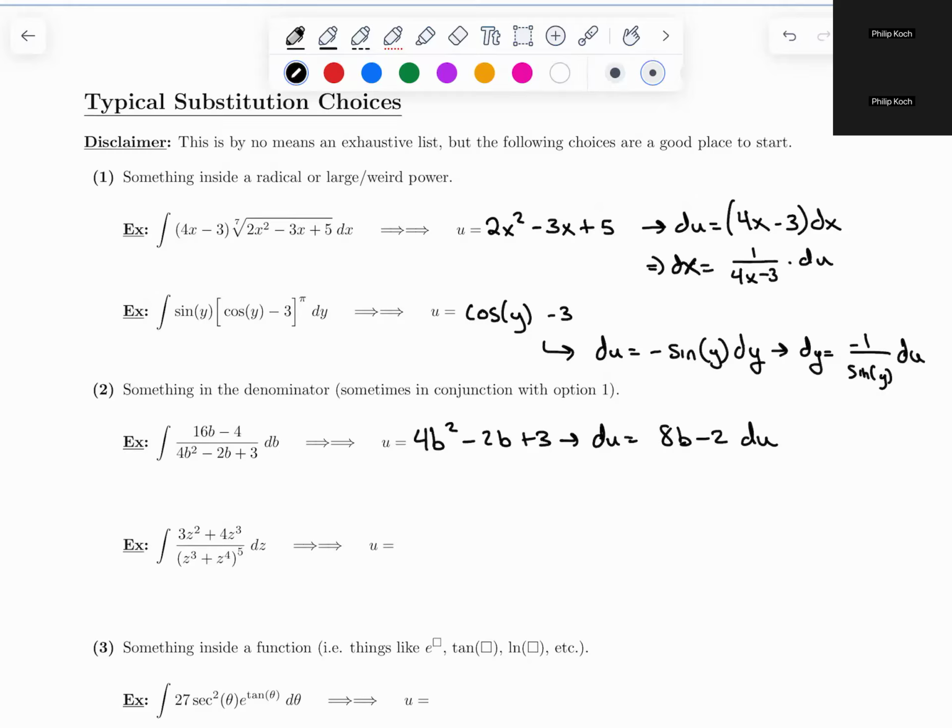Why did... db, sorry. Not du, db. That means that db is equal to 1 over (8b minus 2) du. Apologies. So parentheses, parentheses, parentheses. I trust you to do it without the parentheses, but I don't trust your environment. Someone could be sneezing while you're writing things, and you might just get distracted just enough to forget to divide.